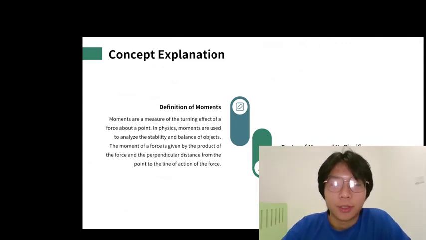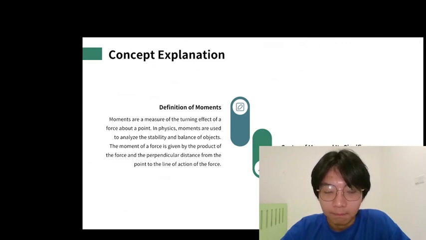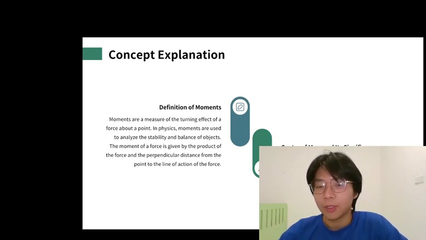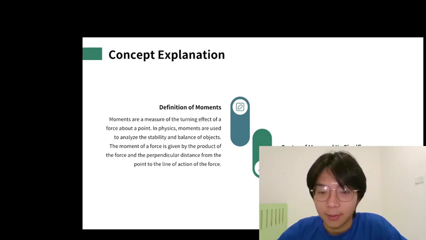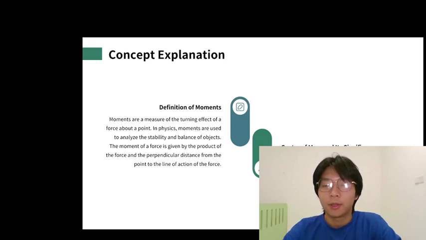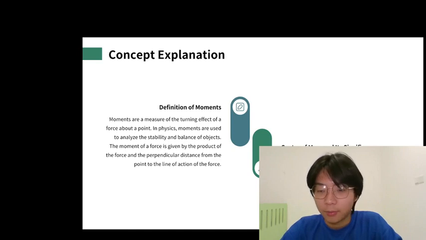Moment is a measure of turning effect, in fact a key concept in physics. Moments are used to analyze stability and balance of objects. The moment of a force is given by the product of the force and the perpendicular distance from the point to the line of action of the force. From the center of mass point of view, the entire mass of an object can be considered to be concentrated at one point for the purpose of analysis. It is the point where the sum of the moments of mass elements about the axis is 0, providing a reference point for the object's balance and stability.